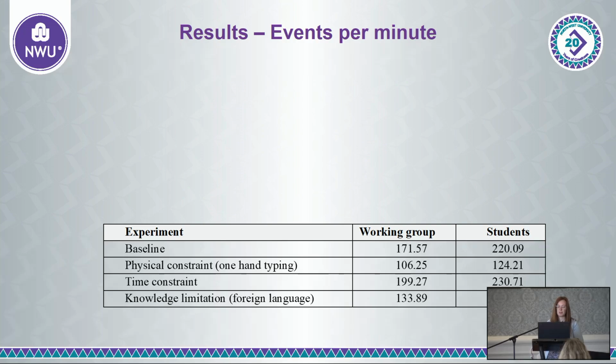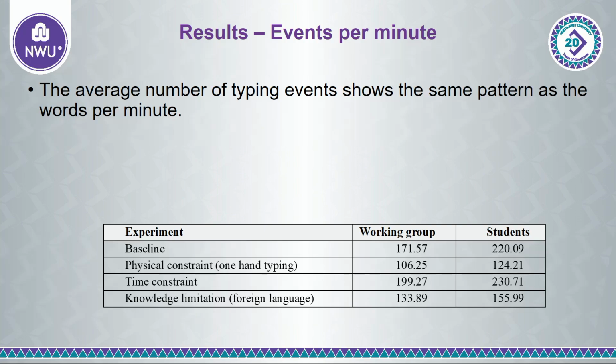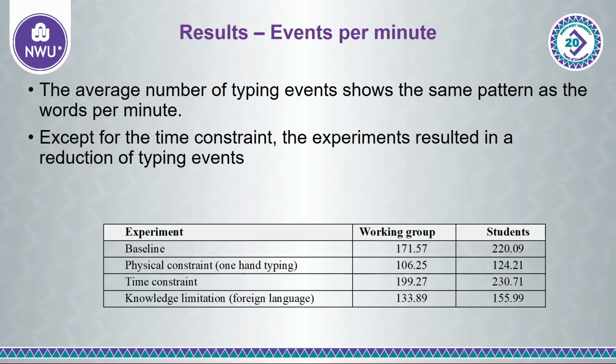Moving on to the events per minute, it's also based on the working group and the student group. The average number of type events shows the same pattern as the words per minute. It's basically the same amounts, just showing the events per minute, which is the number of characters you type, plus the number of deletions, plus the number of appends, plus the number of movements and everything. So this is just additional information. Except for the time constraint, the experiment resulted in a reduction of the typing events.